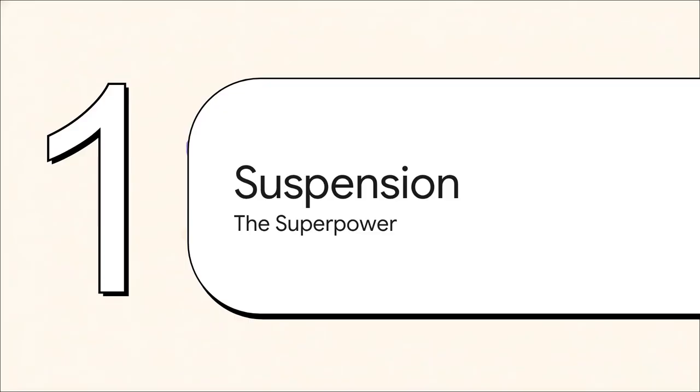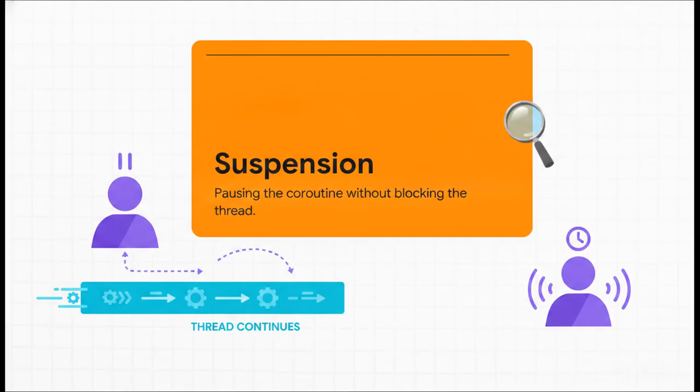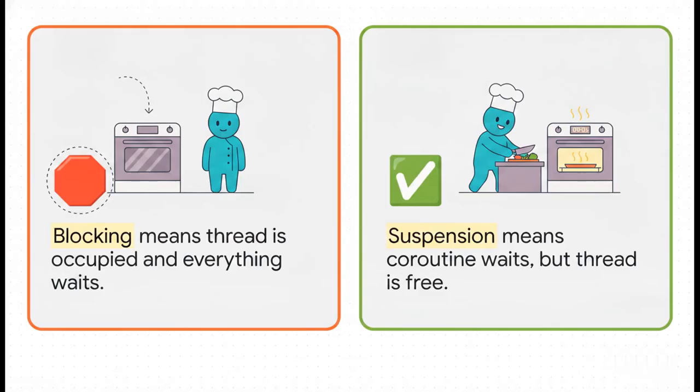Section 4. The superpower of suspension. Here is what makes coroutines genuinely powerful. This is the exact thing threads cannot do. Suspension is pausing the coroutine without blocking the thread. Watch the difference closely here.